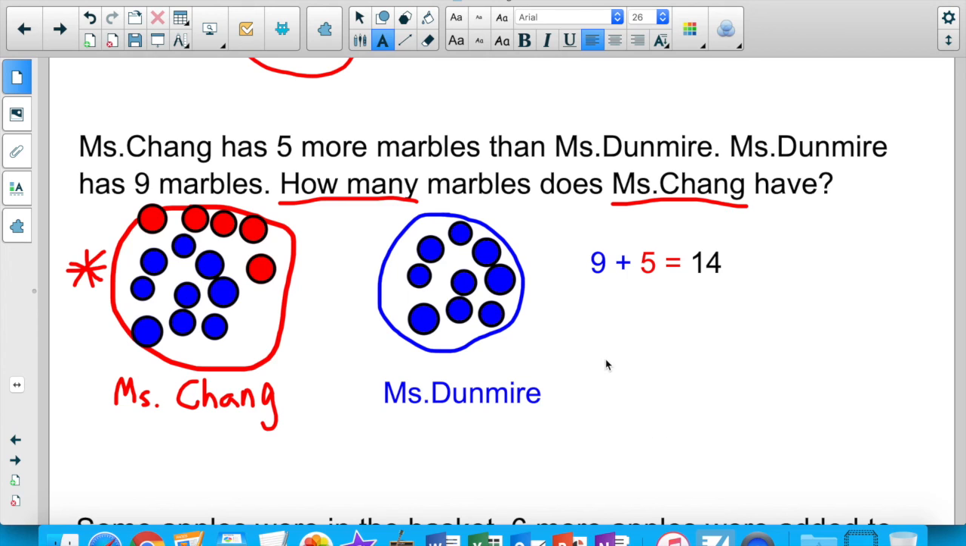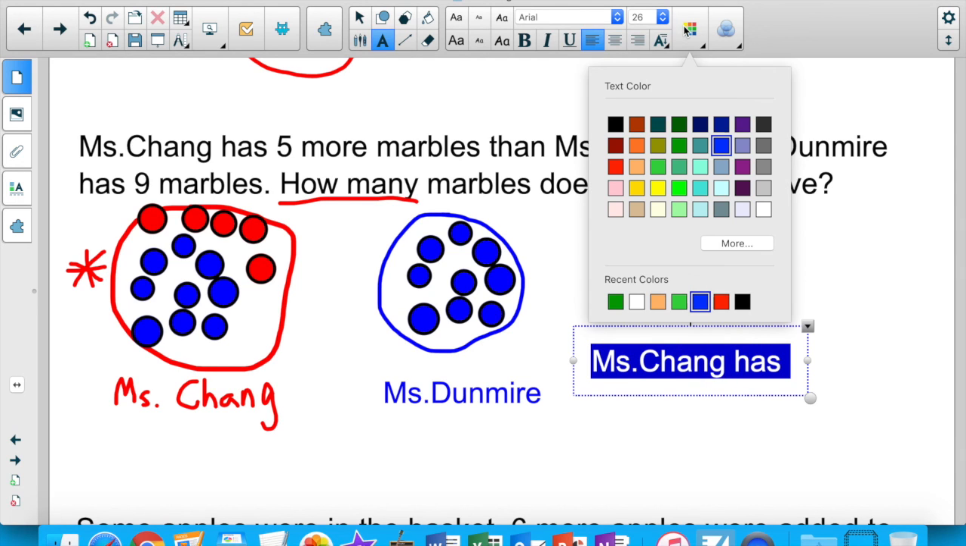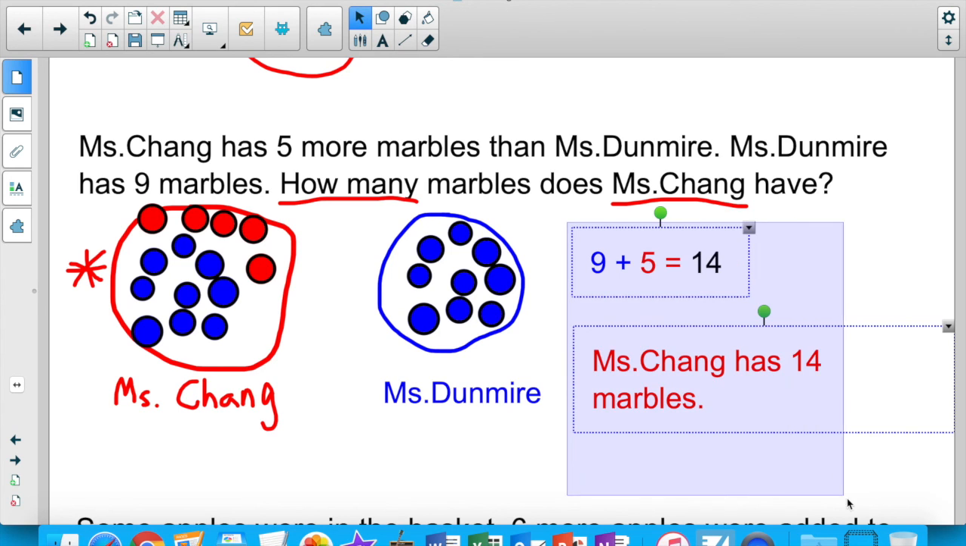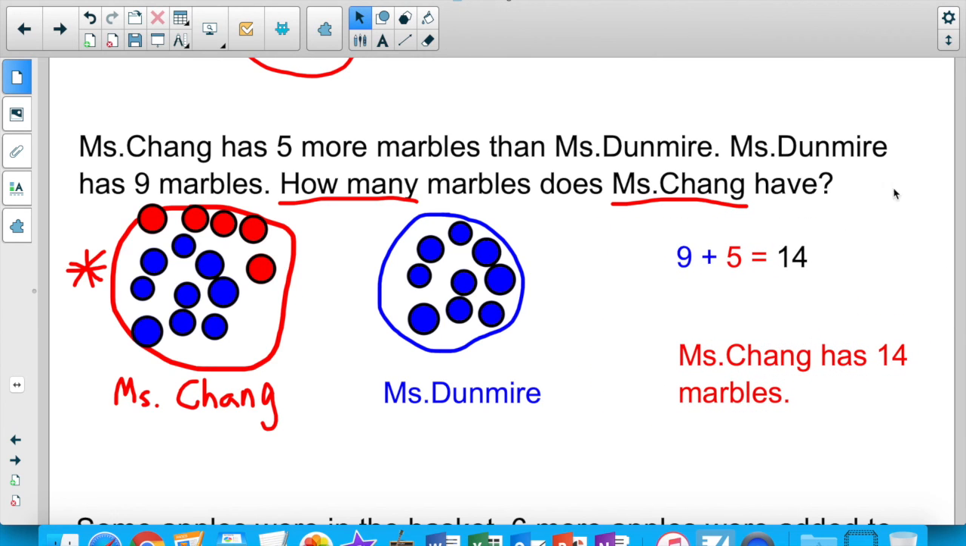Okay, then I can say Miss Chang has, and just to keep it consistent with my color scheme here, I'll just change this to red because Miss Chang was red. Okay, Miss Chang has how many marbles? 14 marbles. This is our answer.